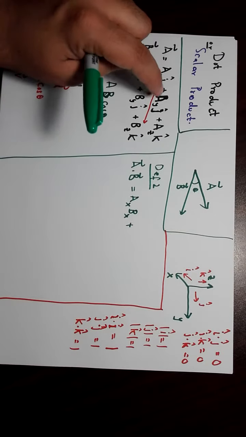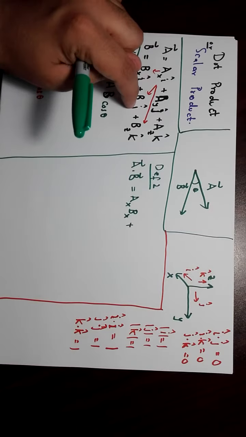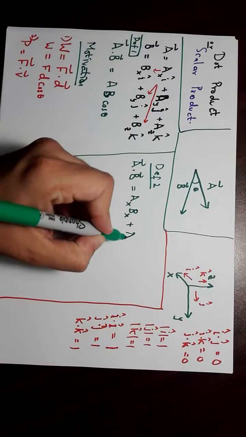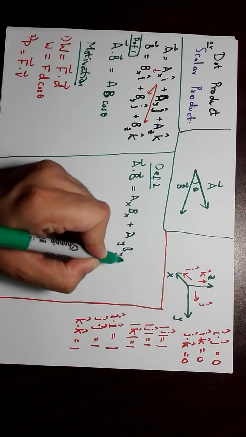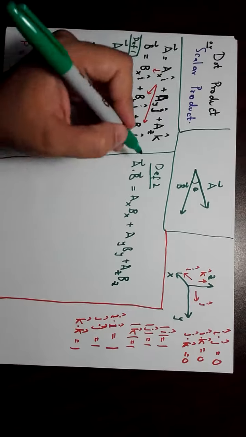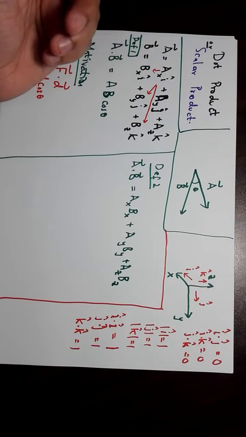In a similar way, you get ay by, since j hat dot j hat is 1, and the others will be 0. So the cross terms are 0. So you just get ax bx plus ay by plus az bz. So that's your second definition of the dot product.